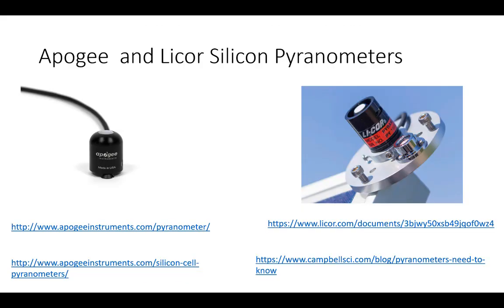And it's these kind of instruments, these made by Apogee and LI-COR, and I put a whole bunch of links down here for you to go look these up. Really small instruments here. They usually have a photodiode inside and a little diffusing disc on top, and these can be used to measure the global irradiance, we call it, which is the shortwave spectrum measured by the pyranometer. And remember, these are only measuring the shortwave spectrum, not the long wave.